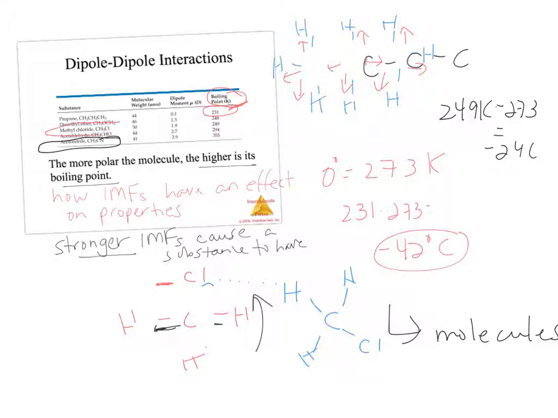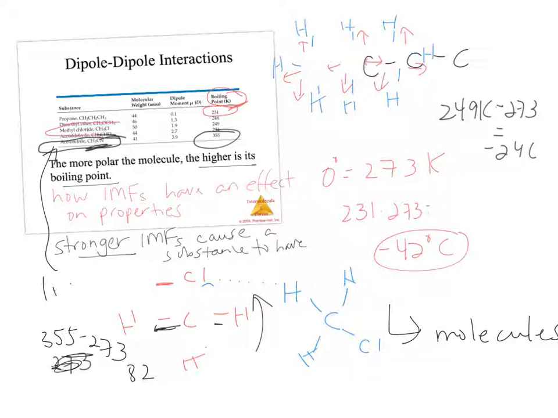And acetonitrile, you can tell just from looking at the formula before I scribbled over it, is going to be even more polar, and its boiling point is 355. 355 minus 273 gives you a boiling point that's above 0. 355 minus 273, 82 degrees, so above room temperature. So this acetonitrile should be a liquid at room temperature.